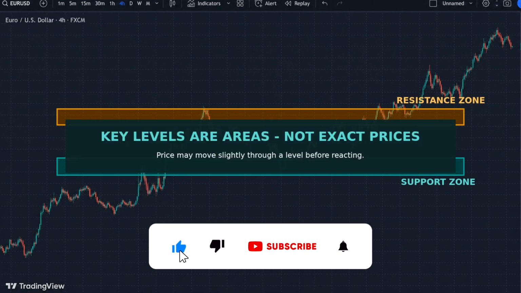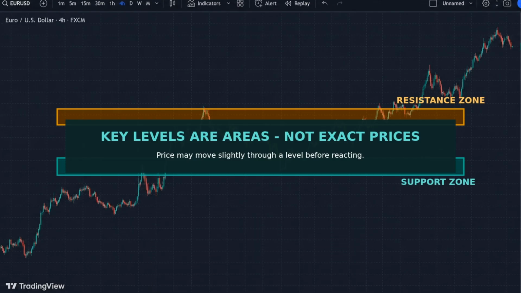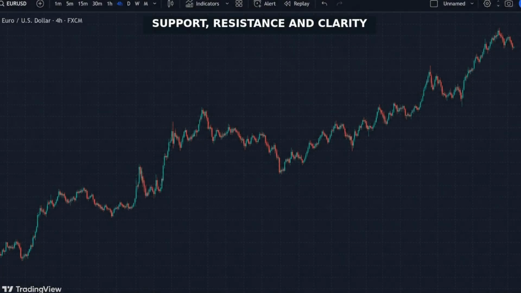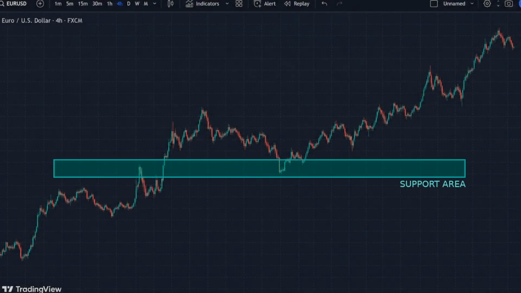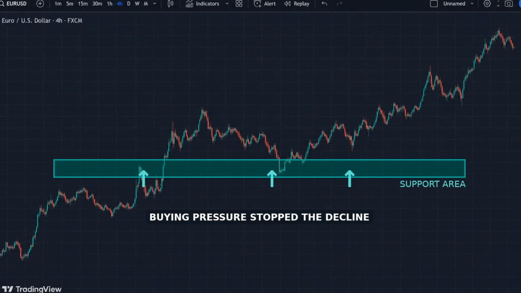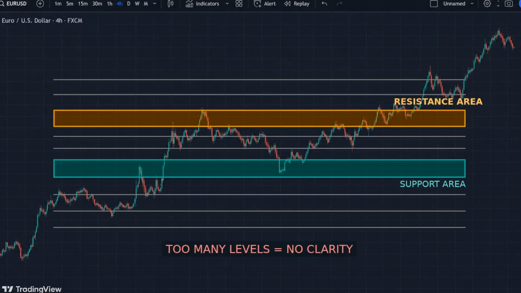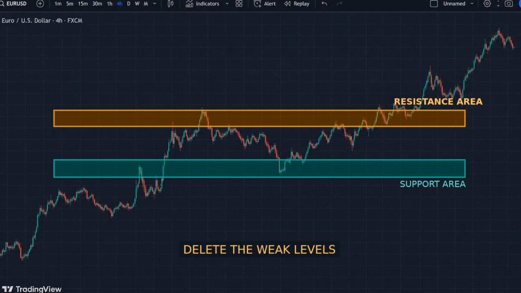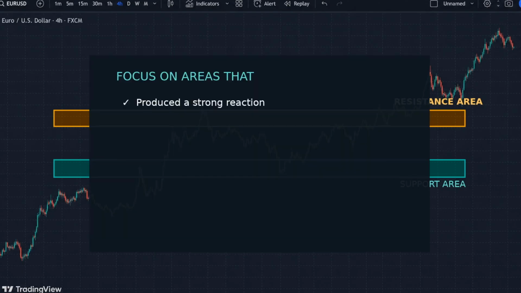However, we should not mark every minor turning point. If the chart contains 20 different lines, the analysis will not help us make a clear decision. Focus on areas that meet at least one of these conditions. Price reacted strongly from the area. The area created a clear change in market structure. The level has been respected more than once, or the area is visible on a higher time frame. The strongest levels are usually obvious without needing to force them onto the chart.